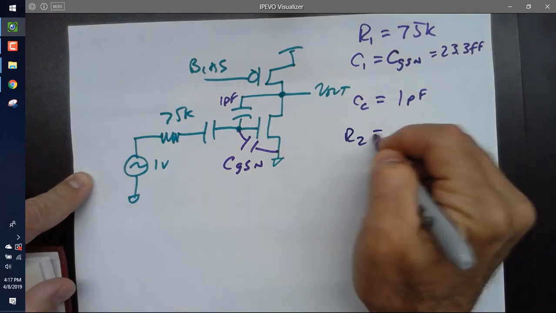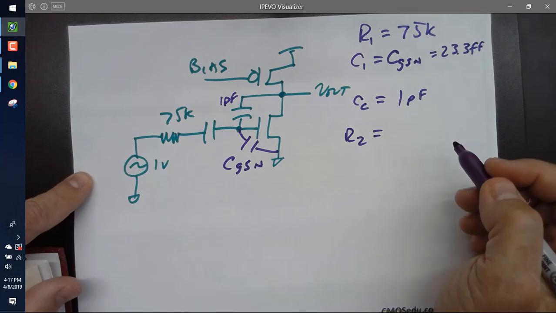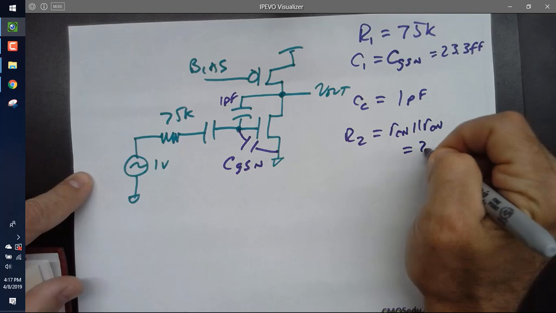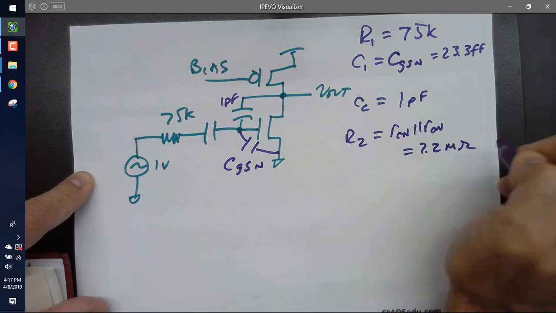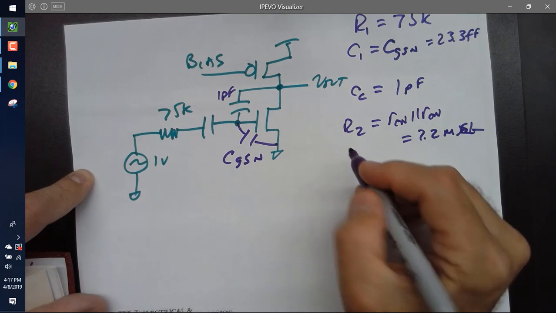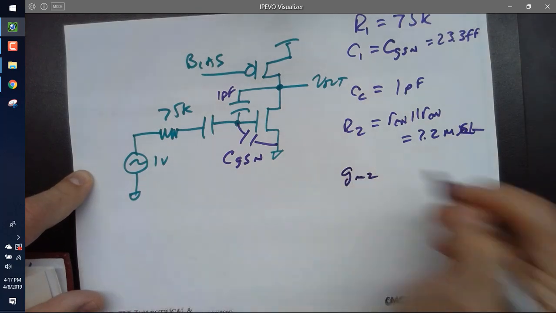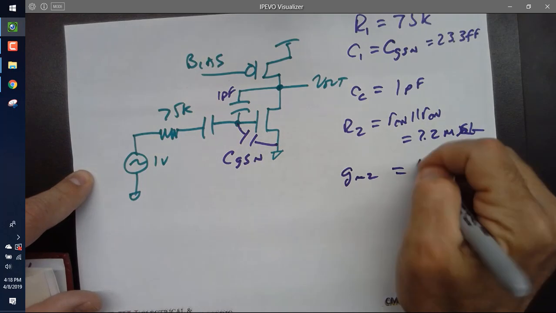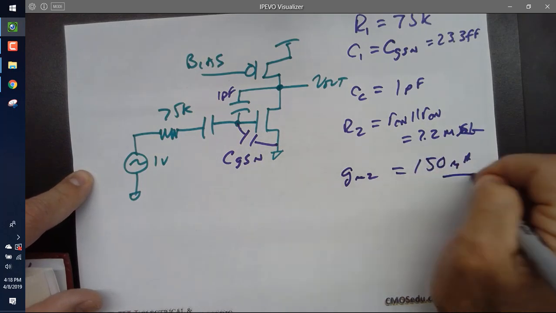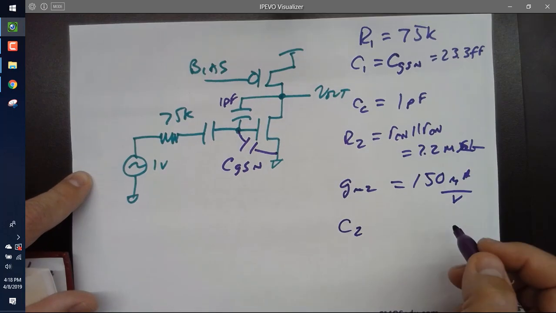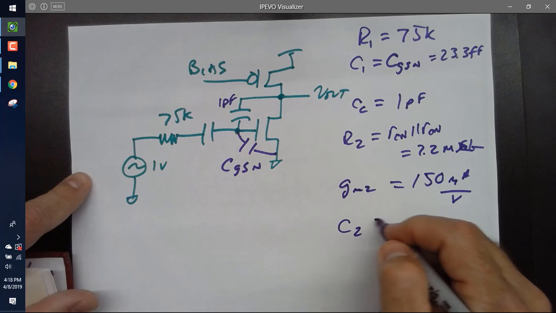And R2 is? Yeah, let's do it this way so no one puts milliohms. And then what is GM2? And then what is C2? 6.